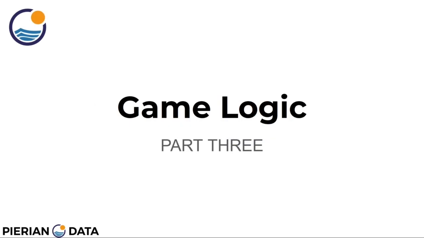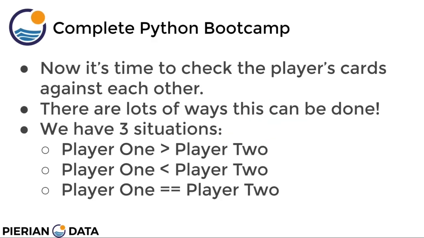Welcome back, everyone, to part 3 of this game logic series. So now it's time to check the players' cards against each other. And I want to point out and make it clear that there's tons of different ways this can be done. Definitely do not take the while loop method we show here as the only way to do this. And as I previously mentioned, at the bottom of the notebook, there's lots of other implementations of the war card game in Python that you can check out just to explore other ways of thinking about it.